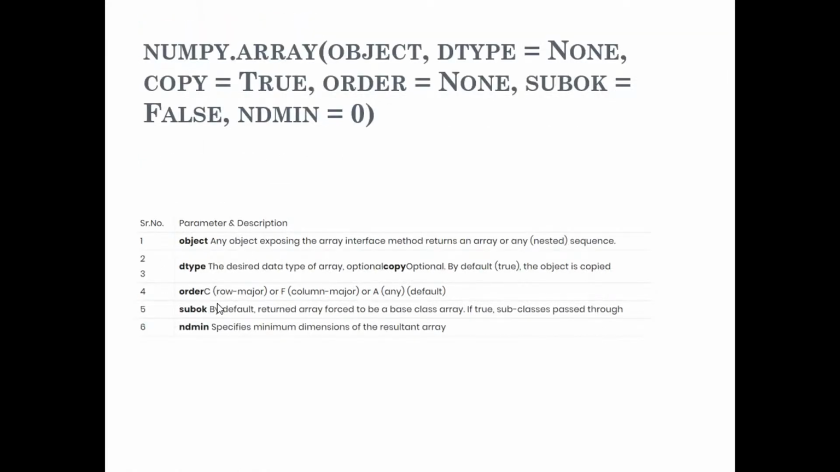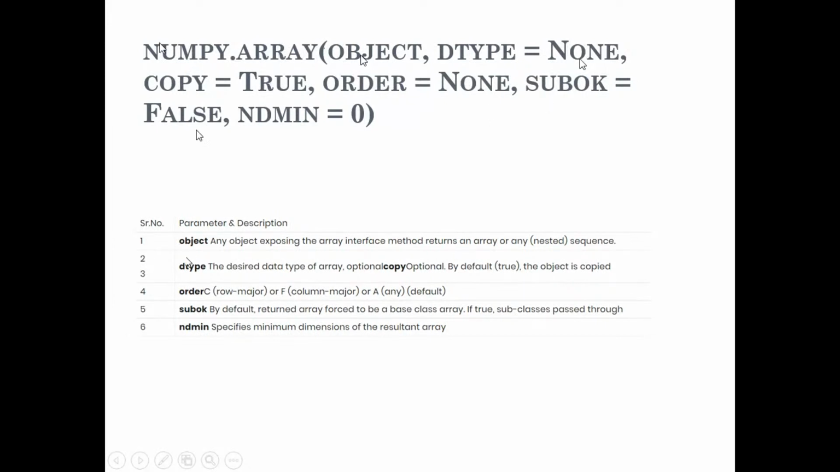Then we have the numpy.array object. With the np.array shorthand, you get an interface to create an array. You use the object, then dtype, which is presently None, then copy, then order, and subok, which is False, and ndmin. All of them have been explained here.